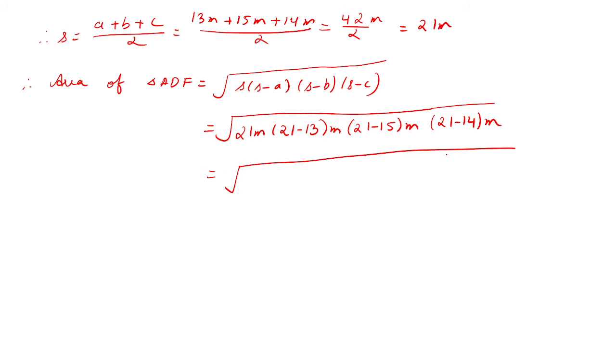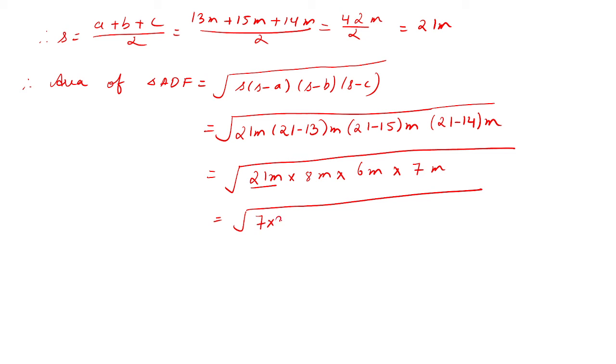So finally you can write this as 21 meter into 21 minus 13, which is 8 meter, 21 minus 15, which is 6 meter, and 21 minus 14, which is 7 meter. Clear with this? Therefore, can I write 21 as 7 into 3, into, can I write 4 as 4 into 2?